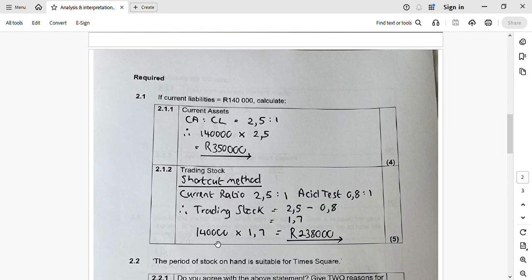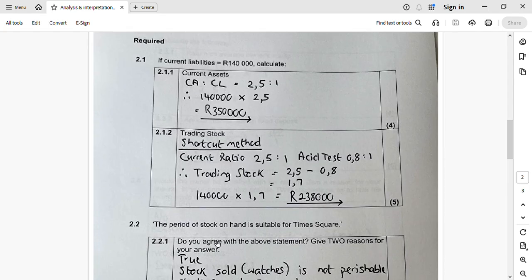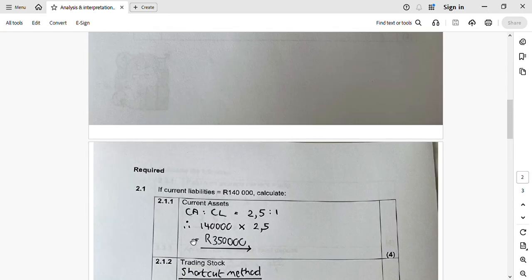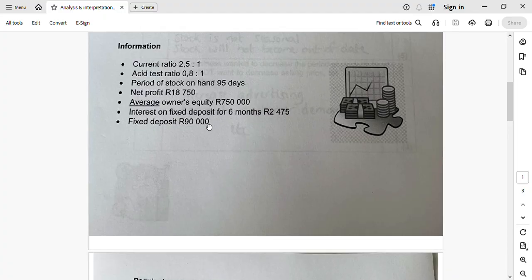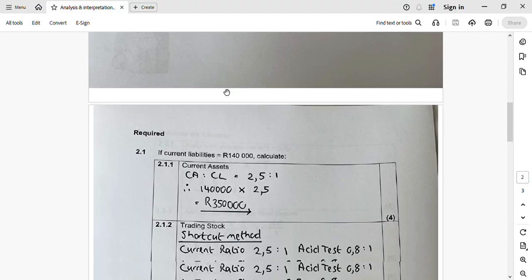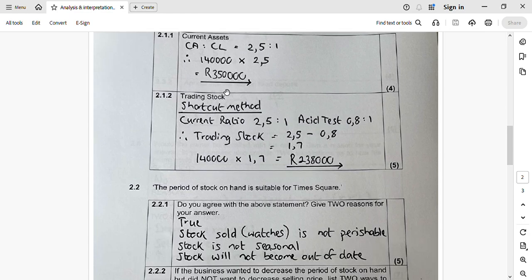The next one, the period of stock on hand is suitable. Do you agree? Give 2 reasons for your answer. Okay, if you have a look at the period of stock on hand, it's 95 days, around about 3 months, just over 3 months. Okay, the stock you're selling is watches. Watches are not perishable, they're not going to go off. Those watches are not seasonal. You don't only wear watches during one season of the year. Stock's not going to become out of date within 3 months.